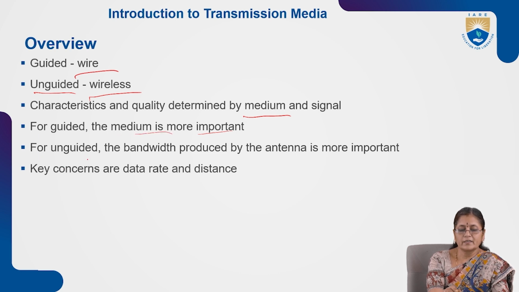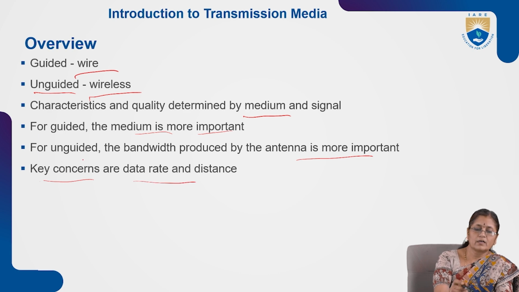For the unguided, that means for the wireless transmission media, the bandwidth produced by the antenna is more important. Whatever antenna we are using produces some bandwidth. That bandwidth is very important when we are concerned about the unguided transmission media. The key concerns are the data rate and distance.